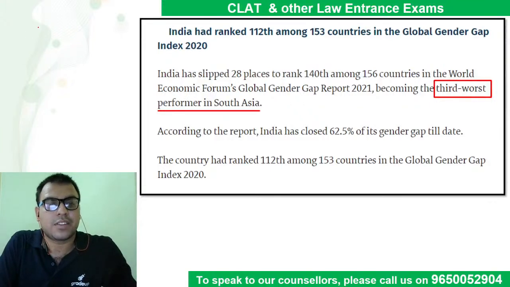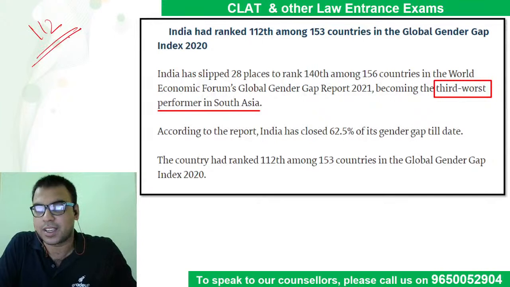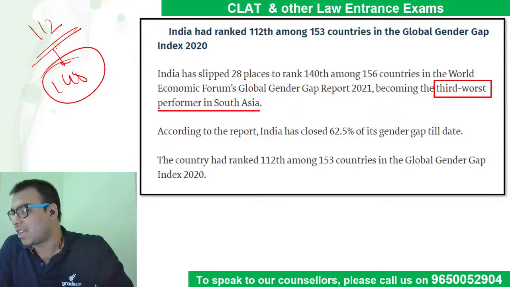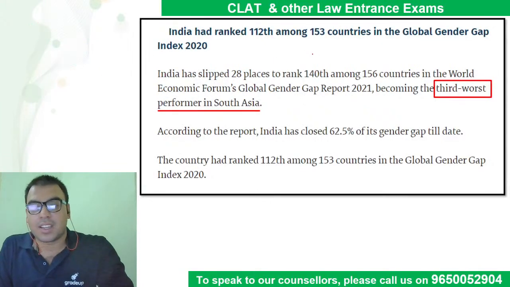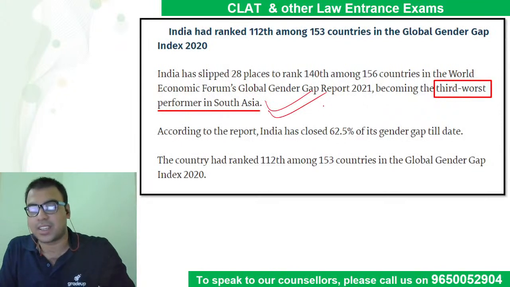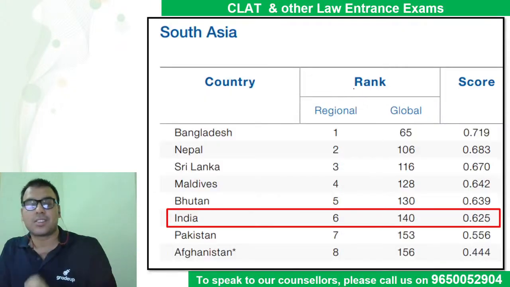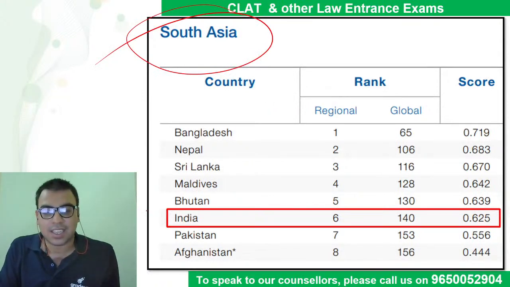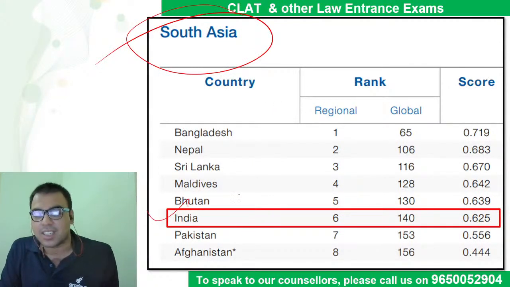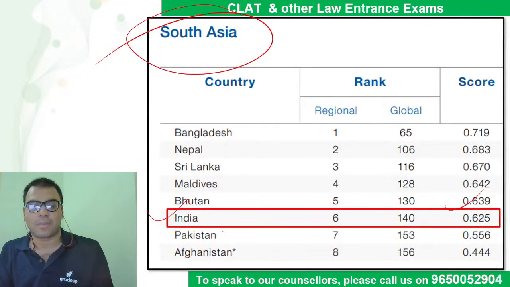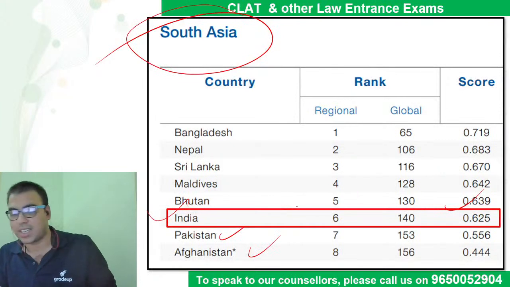Okay. So as we saw, in the last year we had a rank of 112. And this year we had a rank of 140. First thing. Second thing is that India has got the rank of third worst performer in South Asia. So if we see South Asia, India's rank is third from the bottom. And you can see here also, Pakistan and Afghanistan are worse than India's performance.